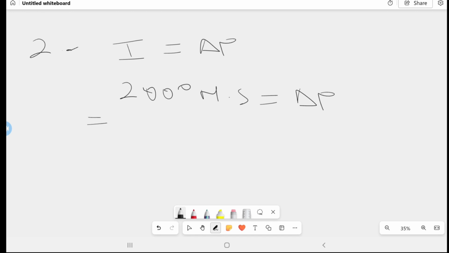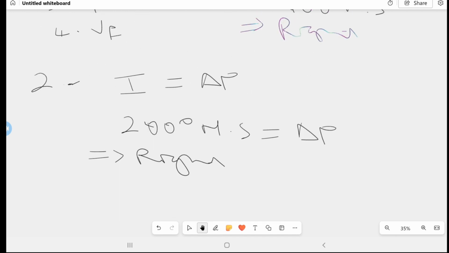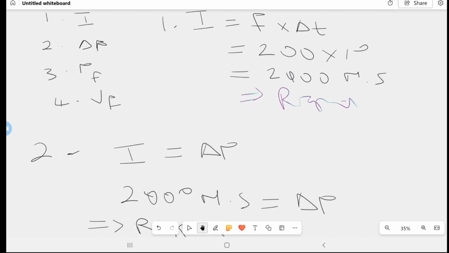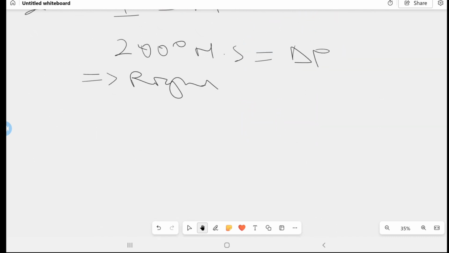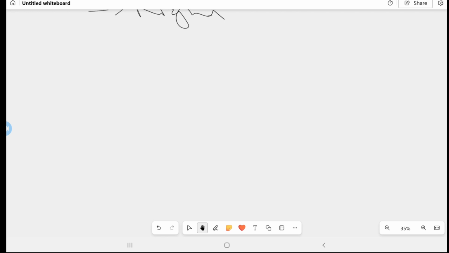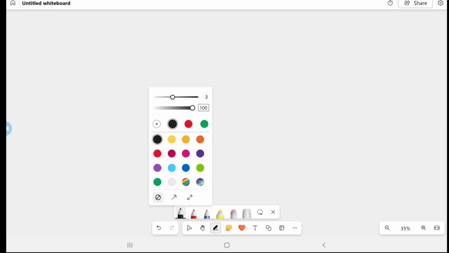Don't forget, right? So, third question. What is our third question? Our third question is PF, right? So our PF is basically the final momentum.